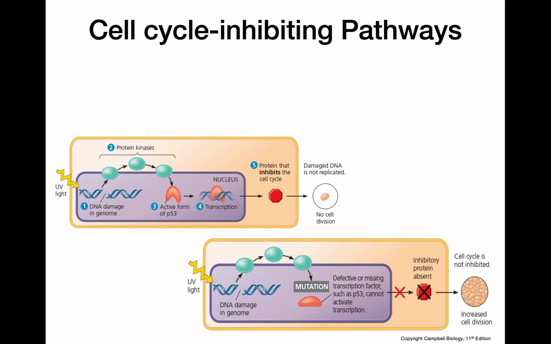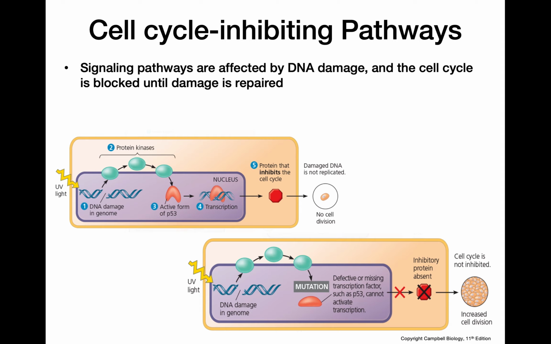Now we'll look at some cell cycle inhibiting pathways. Signaling pathways are affected by DNA damage, and then the cell cycle is typically blocked until that DNA damage can be repaired, that is in a healthy cell at least. In this box right here, we have our UV light causing damage to our DNA, which activates a sequence of protein kinases to activate a molecule that's produced by the gene P53. That P53 will then act as a transcription factor and alter transcription to produce a protein that halts the cell cycle, and so the damaged DNA is not replicated and we don't end up with abnormal cell division.